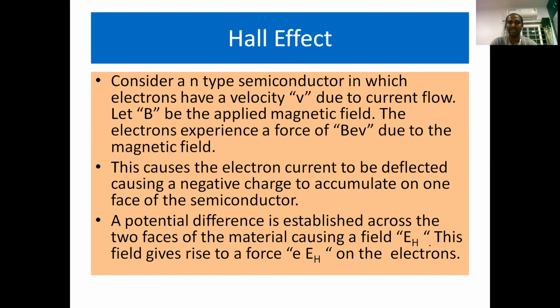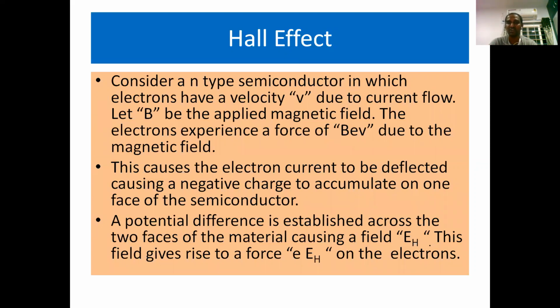Consider an n-type semiconductor in which electrons are moving with a velocity v, so as a result current flow will be noticed. Let B be the applied magnetic field, applied perpendicular to the current flowing direction. The electrons will experience a force which is BeV due to the application of the magnetic field. This causes the electron current to be deflected, causing a negative charge to accumulate on one face of the semiconductor. A potential difference is established across the two faces of the material, causing an electric field EH, here called the Hall field.